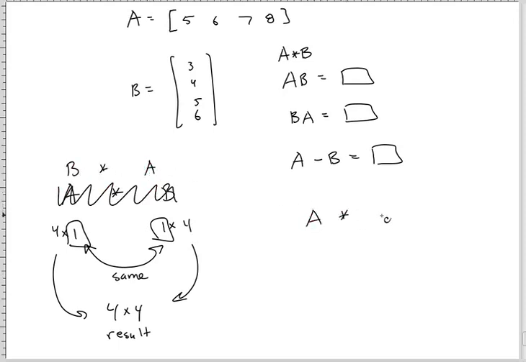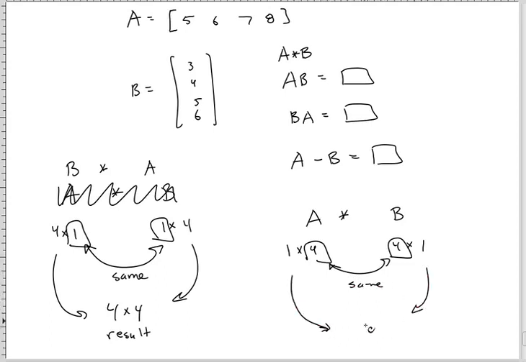Okay, A times B got a 1 by 4 and a 4 by 1. Still applies, though, doesn't it? See how the inside numbers are the same? And so the result that we got this last time was a 1 by 1 result. Now, as you can see, though, if we do B times A, again, they're going to be the same, and we result in a 4 by 4, which is going to be kind of weird.